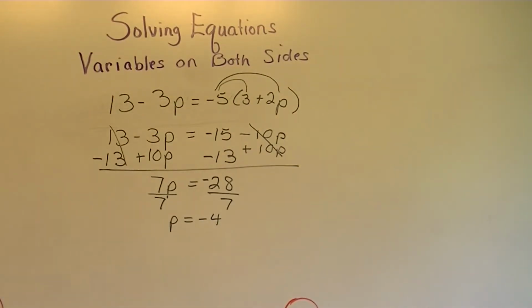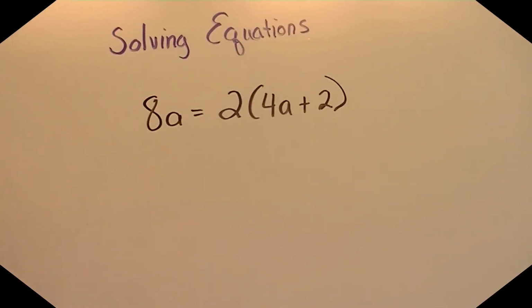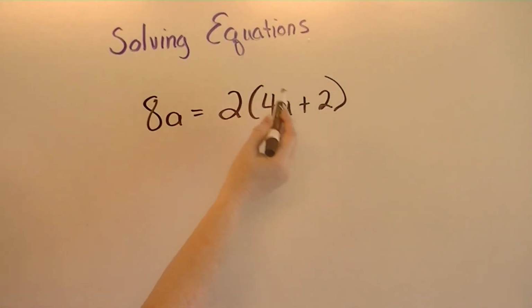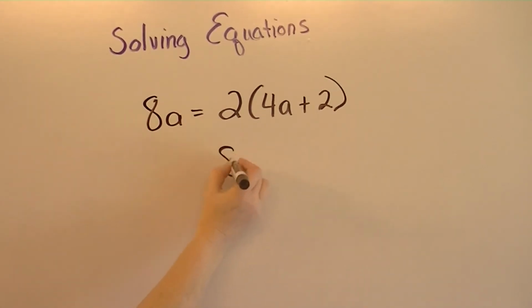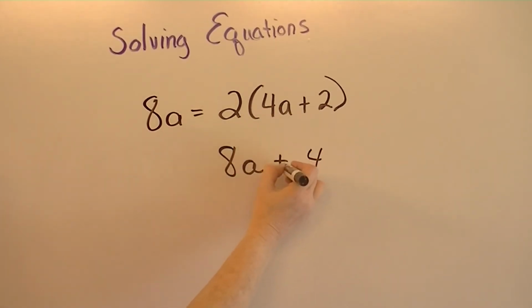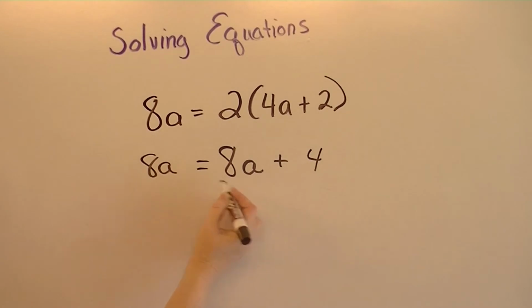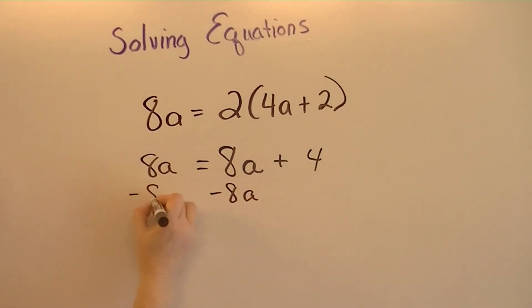Let's try another one. In this problem, we're going to use the distributive property to solve on the right side. So 2 times 4a is 8a, and then 2 times 2 is 4. And they're both positive, so that leaves a plus. I'm going to drop my 8a down. Now I'm going to move my a's to the left side so that they'll all be on the left. So I'm going to subtract 8a.